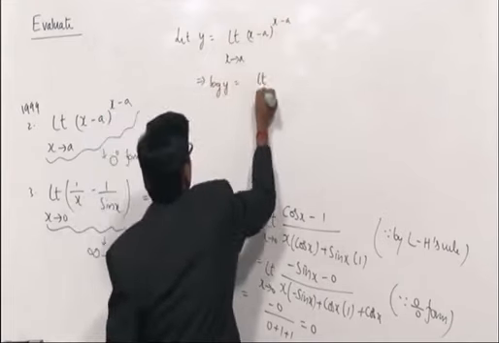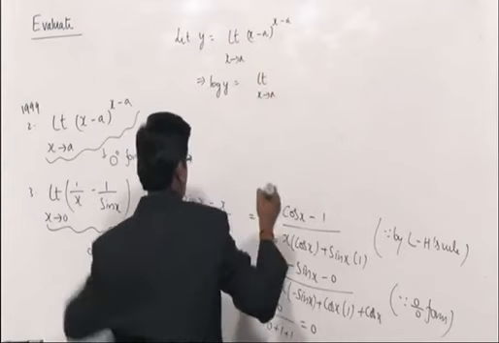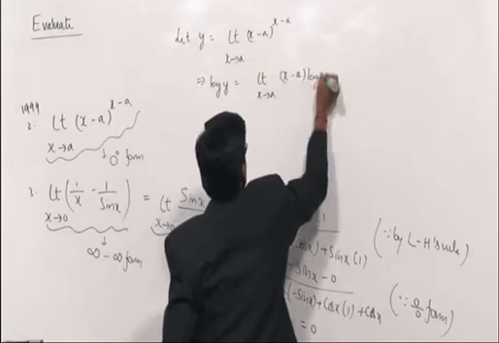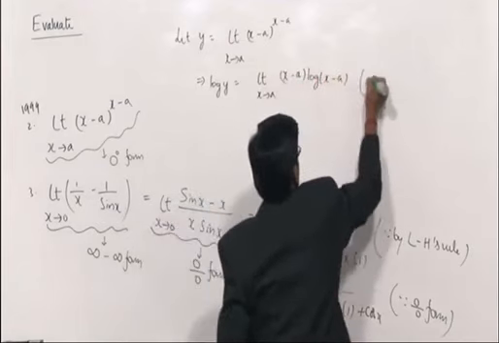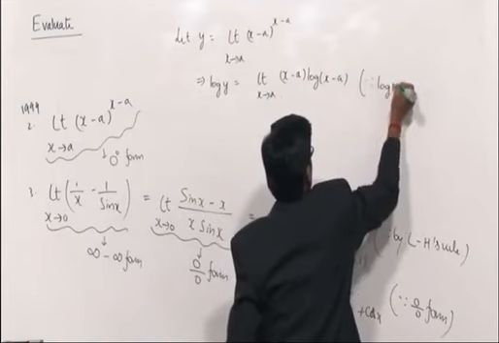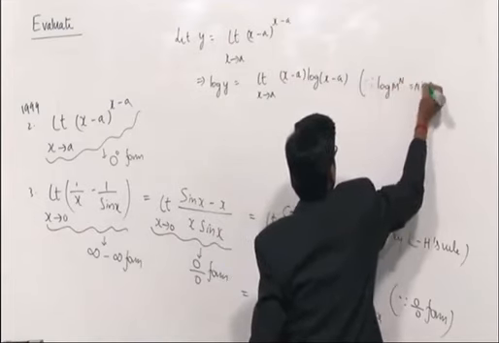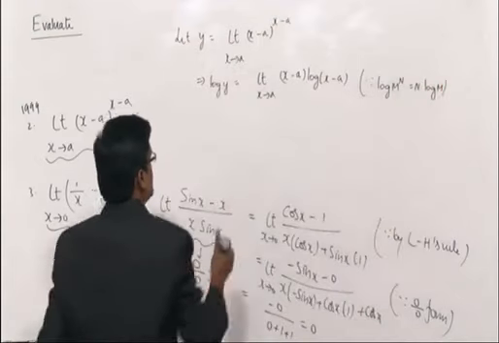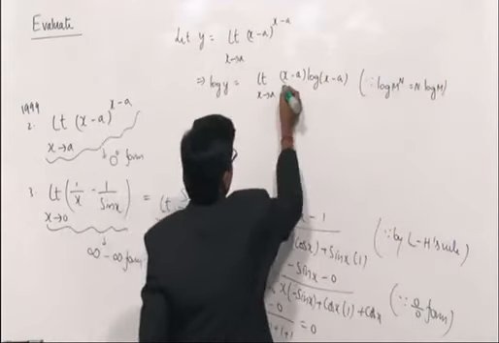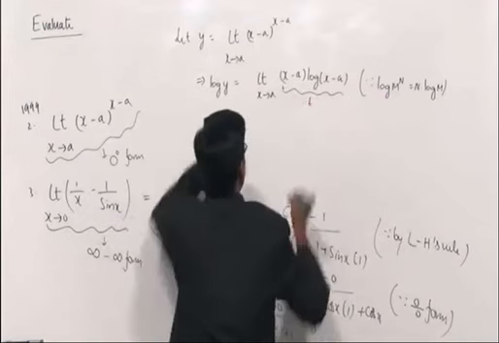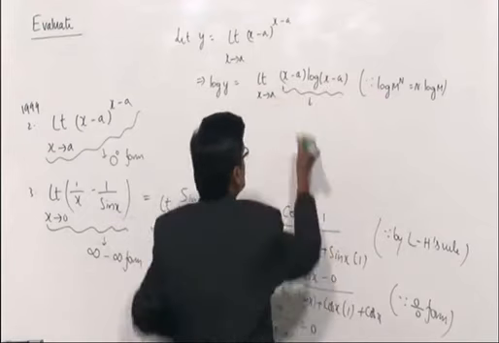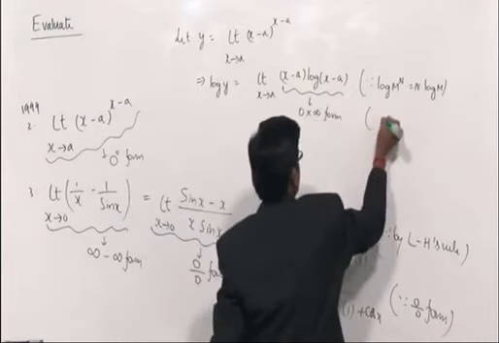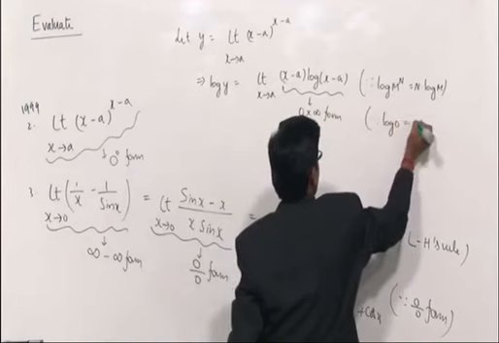So this becomes limit x tends to a of x minus a into logarithm of x minus a, because of the property of logarithms: logarithm of m to the power n is equal to n times log m. That means here I have taken logarithms on both sides. Now what exactly does this give? If you put a directly, log 0 is minus infinity, so it is 0 into infinity form, since log 0 value is minus infinity.